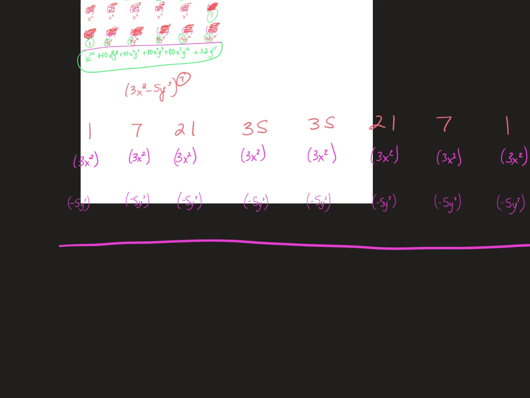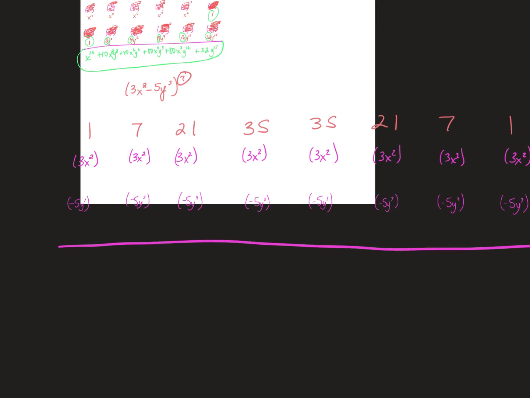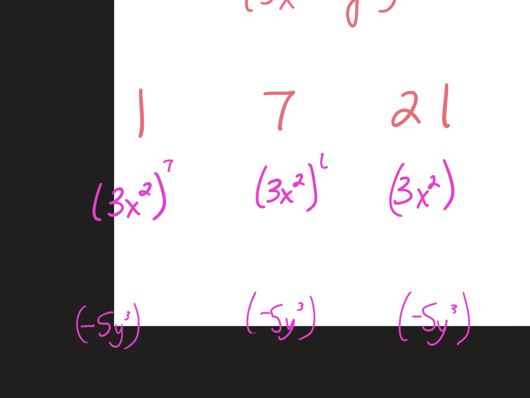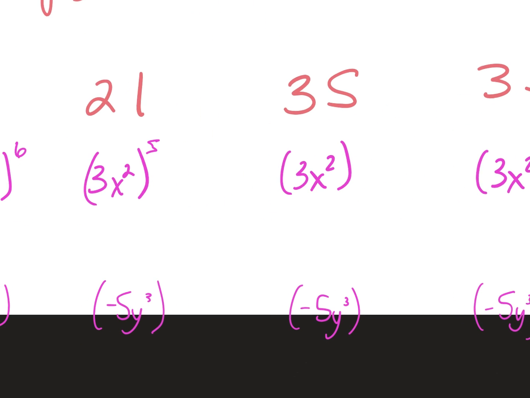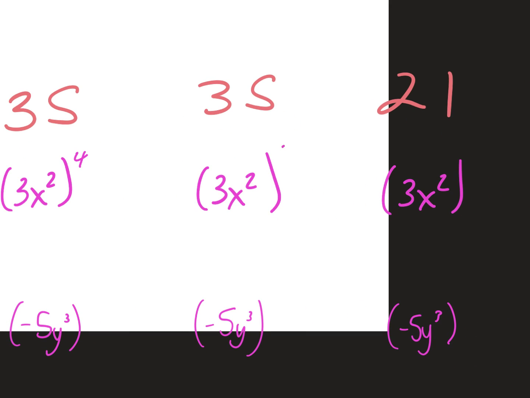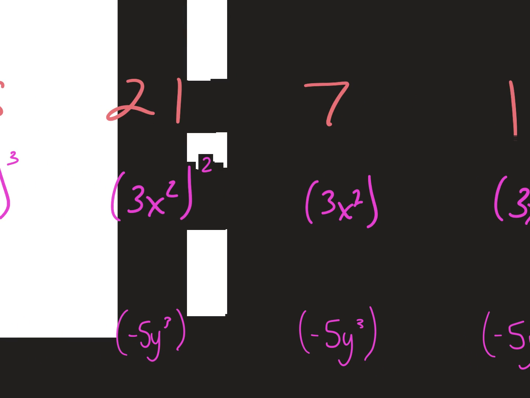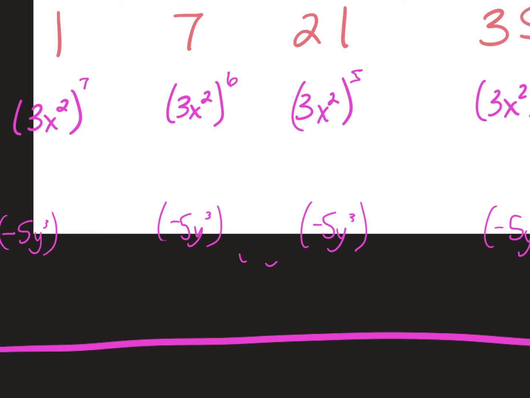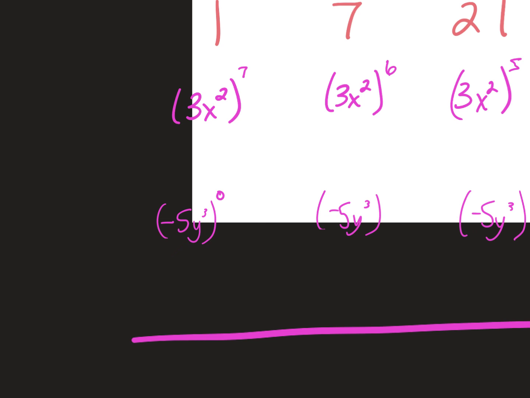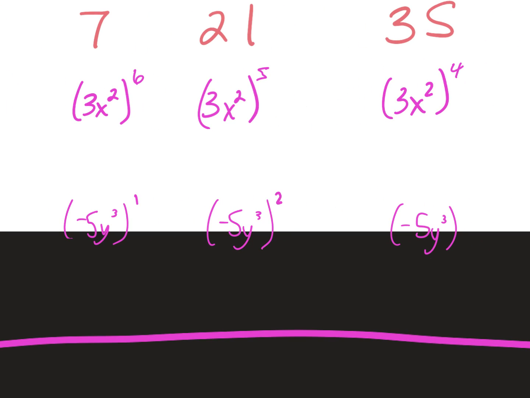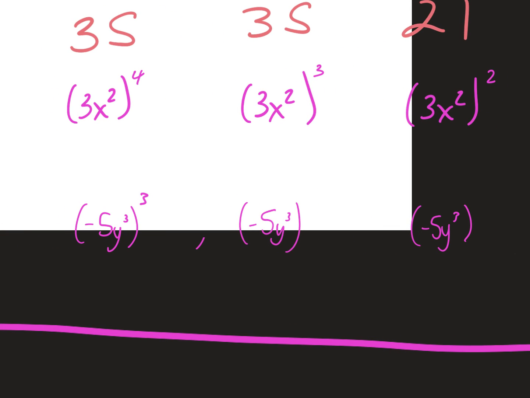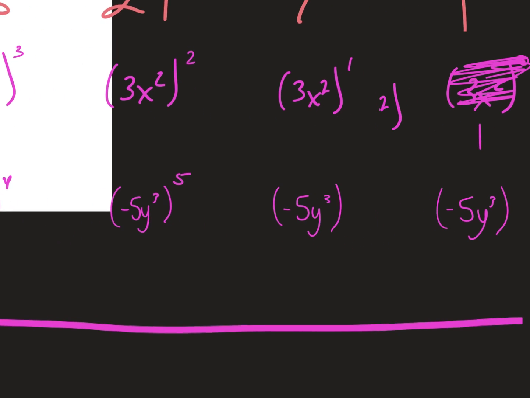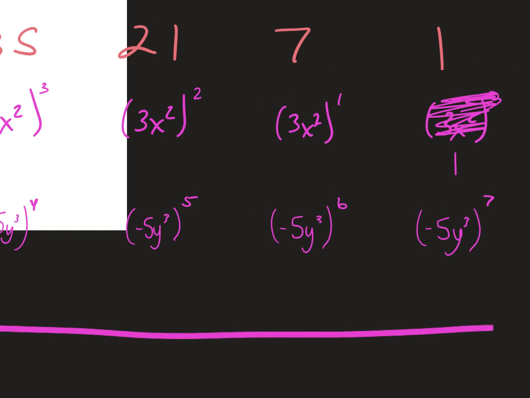Now my exponents, I start with 7 and I go in descending order. So this is 7, 6, 5, 4, 3, 2, 1, and 0. Anything raised to 0 power, I can go ahead and cross off and make it a 1. Start back at the beginning. Now we go in ascending order. So 0, so this cross off becomes a 1. So I have 1, 2, 3, 4, 5, 6, 7. Questions?